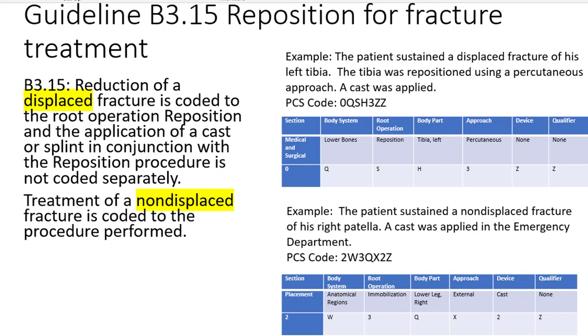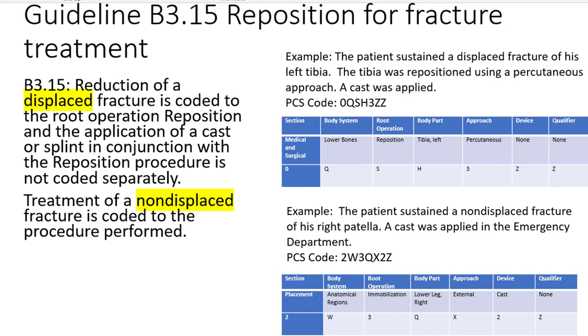Now, we haven't used the section called placement yet. So far, I think everything we've done has been in the med-surg section. So this is an example of where you're using a different section towards the back of your code book, and this particular one is placement. Notice that we are in the anatomical regions body system. We've not used that a lot either, but this particular one, because we're talking about a part of the body, the patella, it would fall here. Patella, in this case, because it's immobilization, falls under lower leg, so the right lower leg.